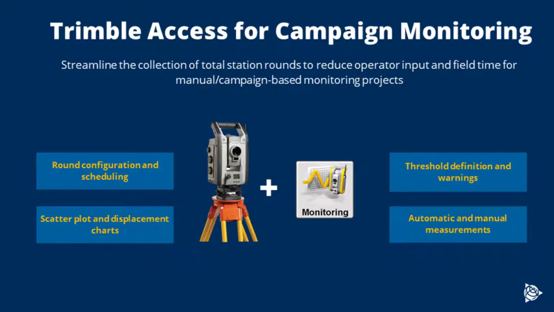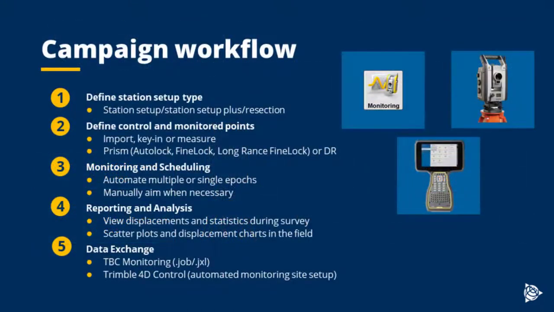Trimble Access for campaign monitoring streamlines the collection of total station rounds, reducing the operator input and field time for data collection for any of these manual campaign-based monitoring projects. This is done through round configuration and scheduling, scatter plot and displacement charts, threshold definition and warnings, and automatic and manual measurement modes. The Trimble Access monitoring workflow is broken into 5 steps.